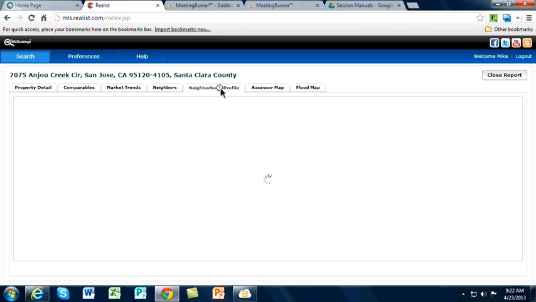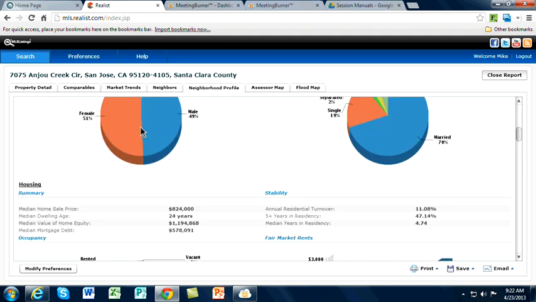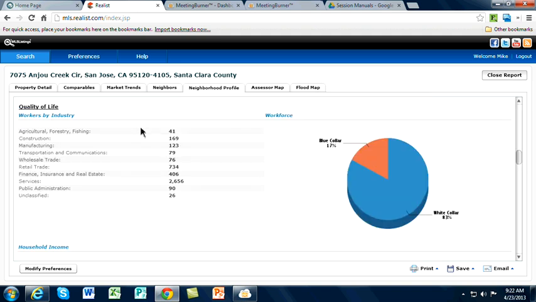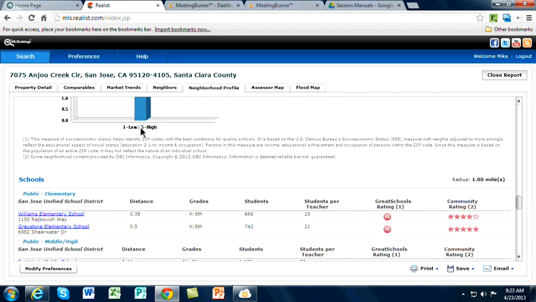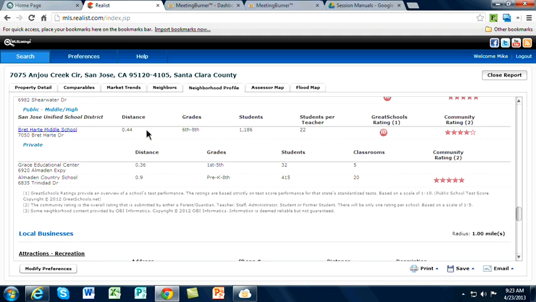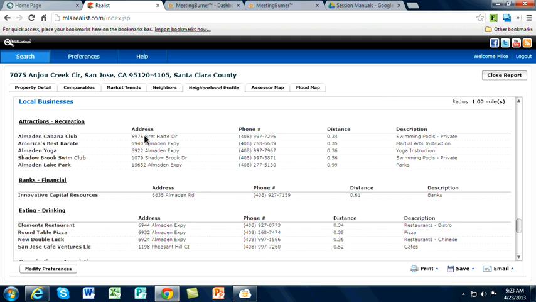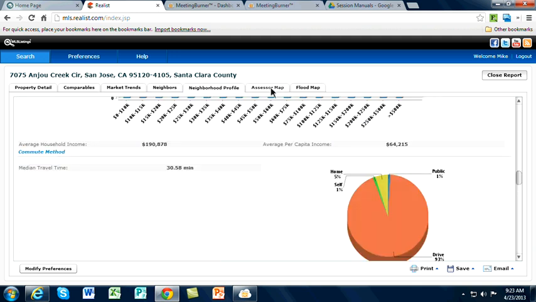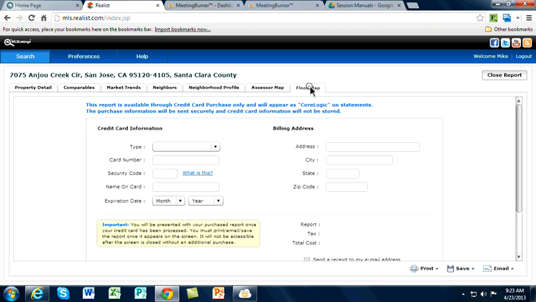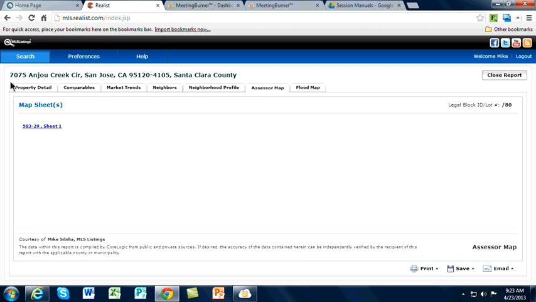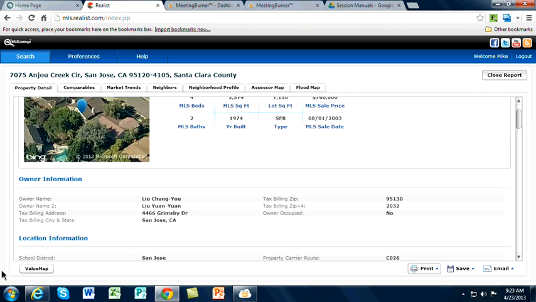I'm not too sure why, but the neighborhood profile is a useful thing to print out and certainly to look at. Not only does it have demographics, gender, housing, quality of life, income, the part that's really good is it has the schools and the school rankings, and attractions and things like that. And the assessor's map isn't very useful. It's basically a plot map, and you have to buy the flood map, so I wouldn't do that either.